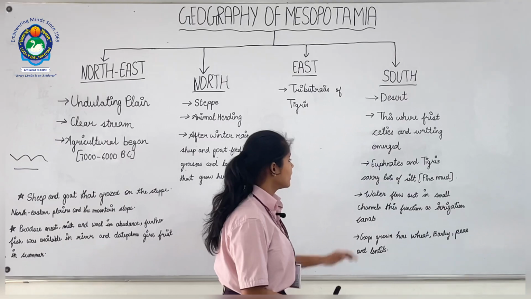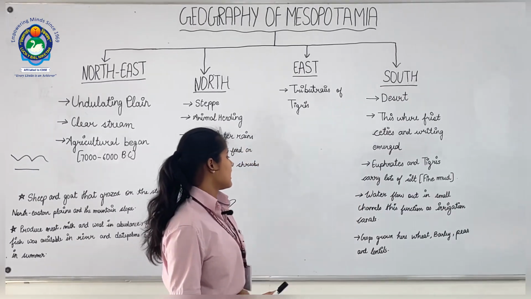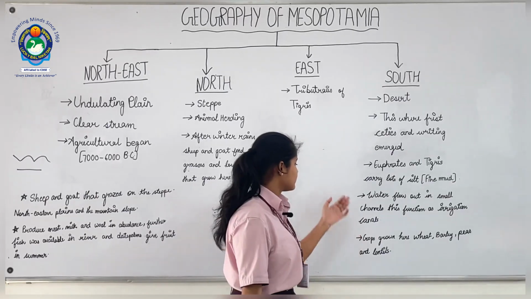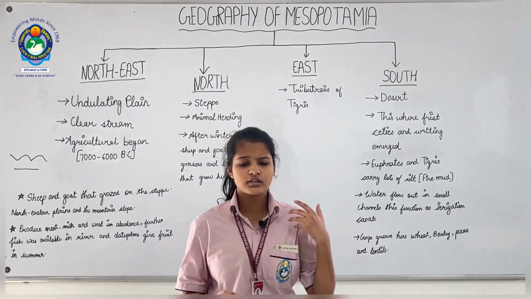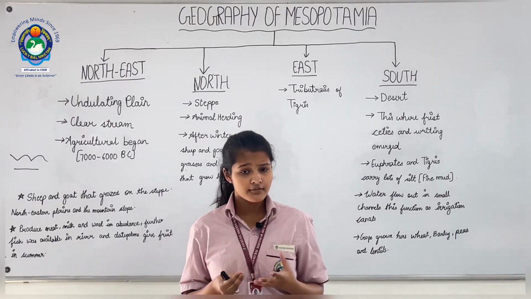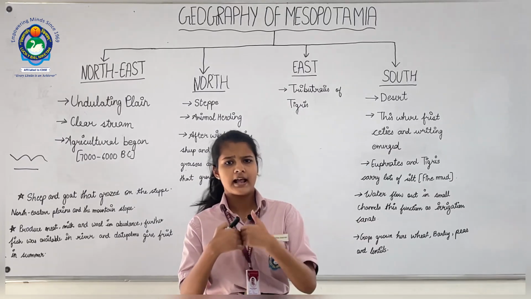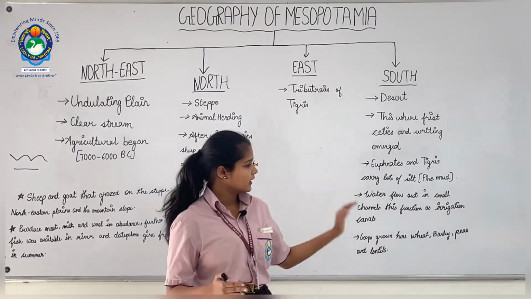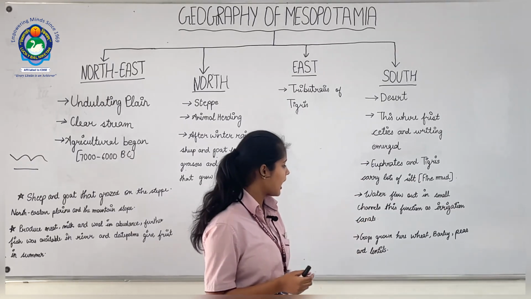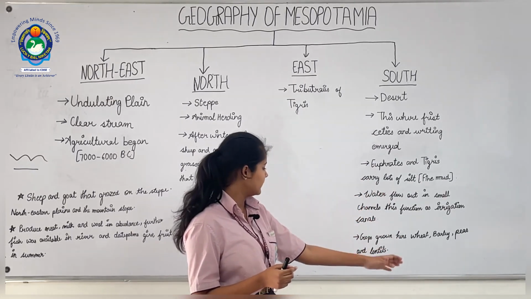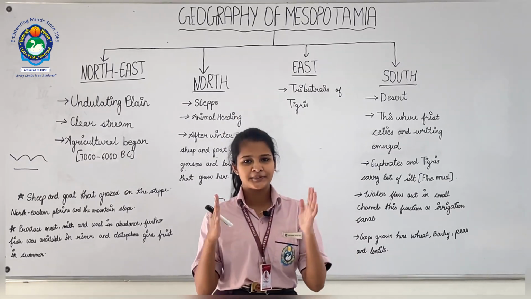Next, water flows out in small channels. These function as irrigation channels. As you all know, the Euphrates and Tigris carry lots of silt and it flows through small channels, and we call them irrigation canals. And the crops grown here are wheat, barley, peas, and lentils. This is all about the geography of Mesopotamia.